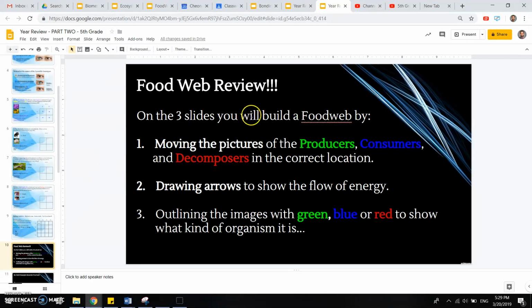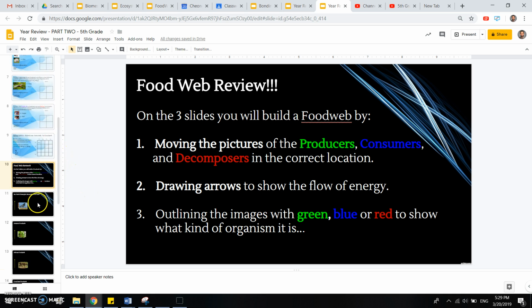On the food web slides, you're going to build food webs. So you're going to move the pictures of the producers, consumers, and decomposers around to make that web. You're going to draw arrows to show the flow of energy. You're going to outline the images with green, blue, or red to show what kind of organism it is. And you're going to have a completed food web that you could explain to anyone because you guys are experts.